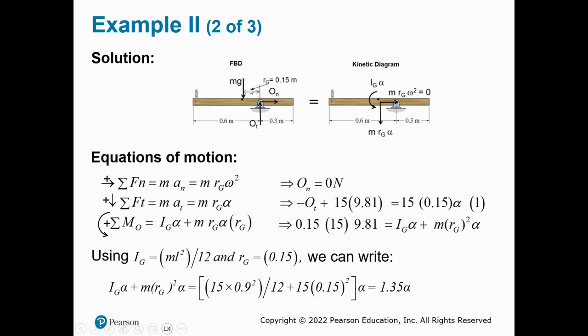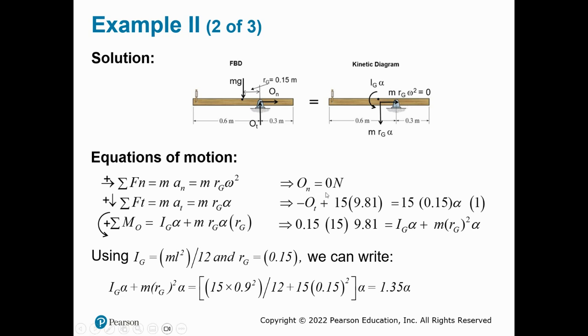So in your free body diagram, you have mg, the weight, and then On and Ot, the support reactions from the pin support. And on the kinetic diagram, since it's rotating, you're going to show the rotation, and then you have your m a_n and m a_t, so two of them. So we're putting that together.